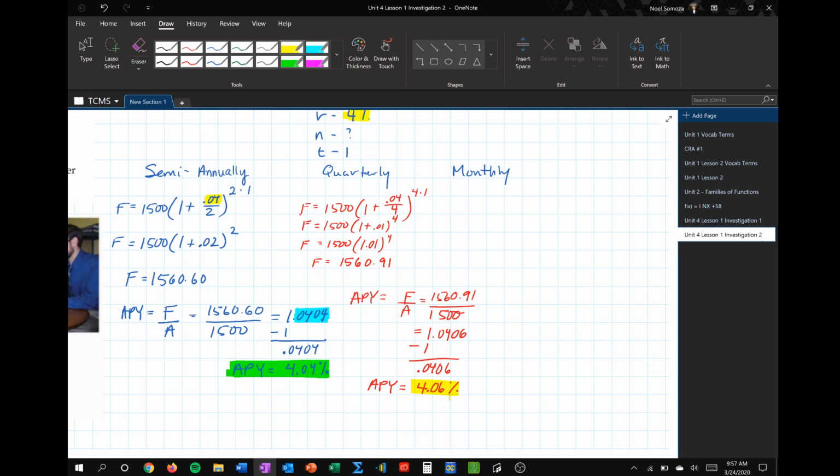Okay. And so now the monthly, same idea. Let's go ahead and run through that. So because monthly, again, if you're compounding monthly, you should end up with a larger return at the end.